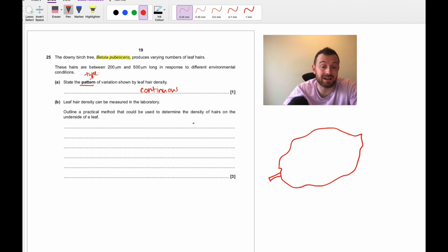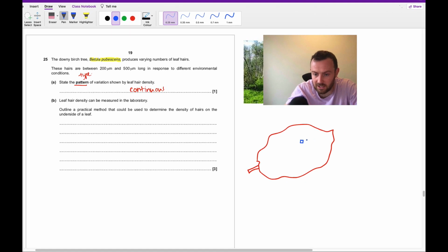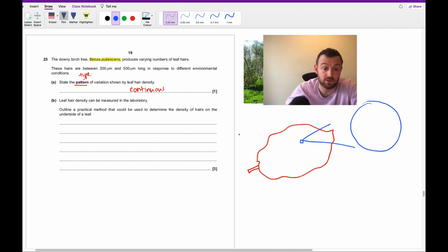And we wanted to look at the hairs on the underside of the leaf. So this is the underside of the leaf. Well, we would have to zoom in and sort of magnify a tiny little space. We'd zoom in like this, we'd look under the microscope. So we would use a microscope.